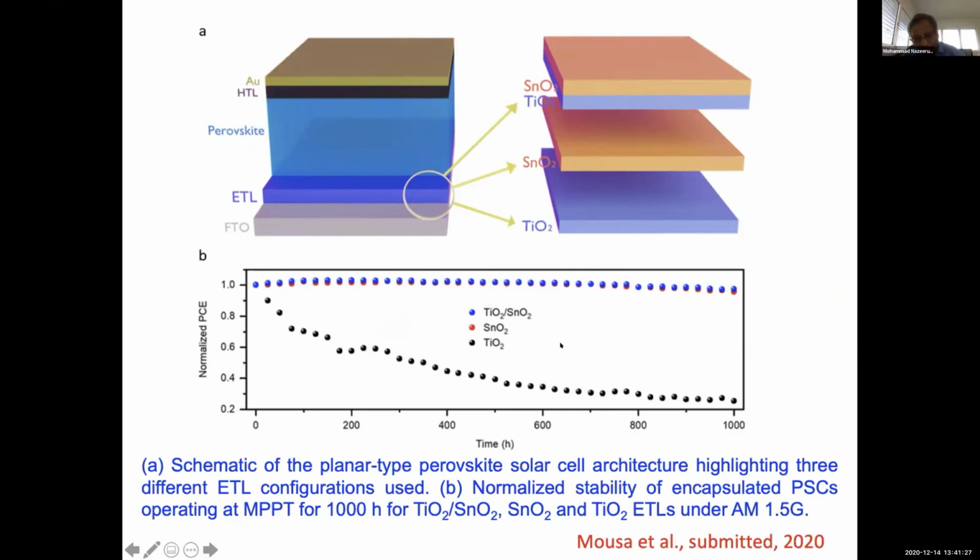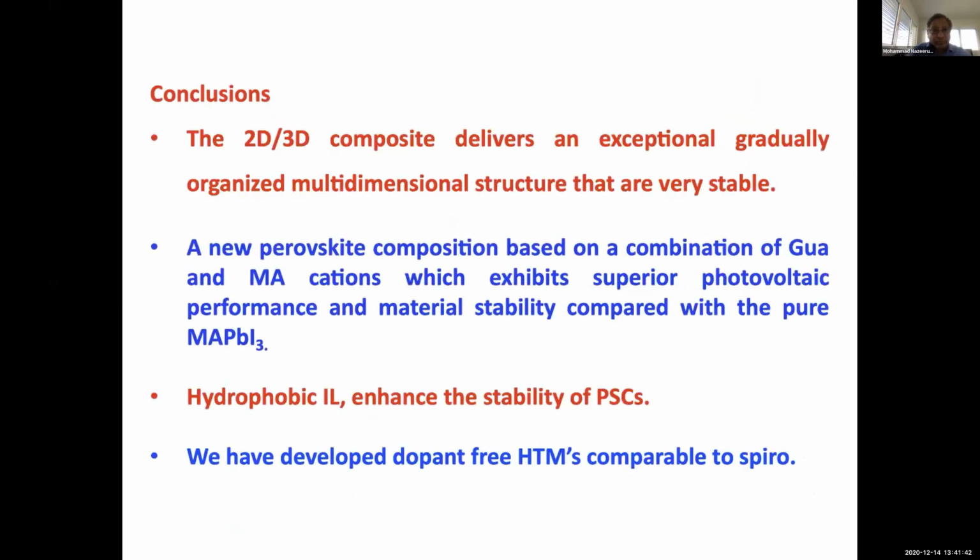So the take-home message for the electron transport materials is that TiO2 is a very bad material as an electron transport material to have a stable interface between the perovskite and the electron transport material. With that, I come to the conclusions.